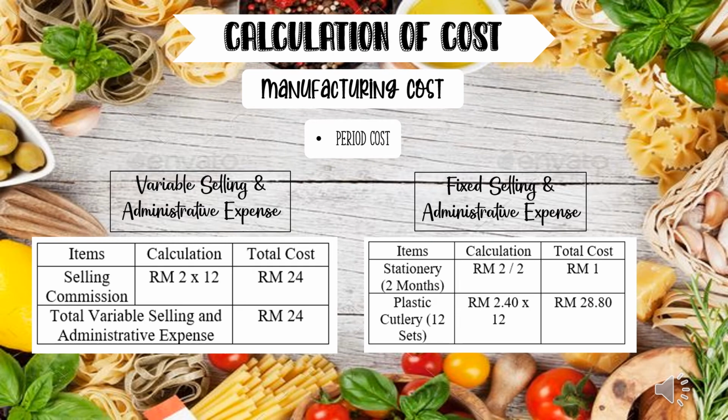For the period expense, the variable SGA expenses totaled 24 ringgit, which includes one item, which is selling commission. We calculated this by taking the commission rate, which is 2 ringgit per 24 units, and multiplying it by 12, which is the production days. The fixed selling and administrative expenses include stationery and plastic cutlery, which totaled an amount of 29.8 ringgit.